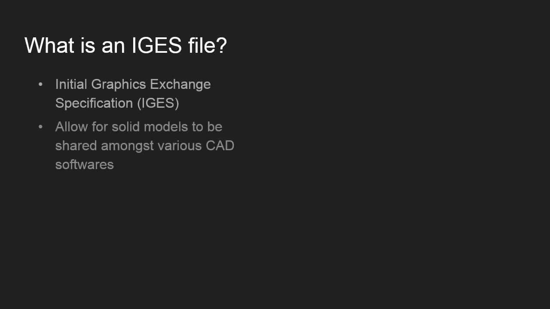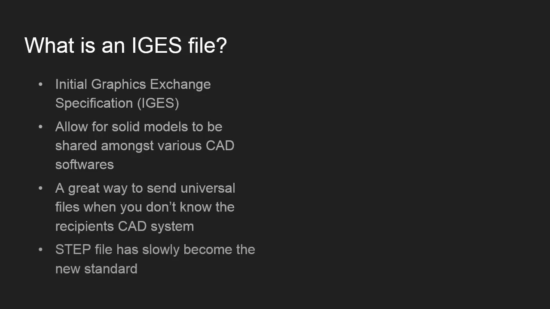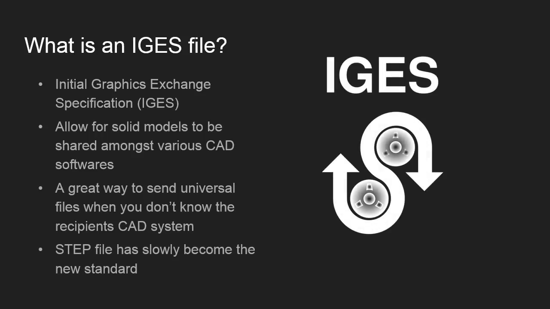First, we will cover the topic of what is an IGES file. An IGES file, also known as Initial Graphics Exchange Specification, is a file type used to allow for seamless integration amongst various CAD softwares. Well, what does that mean?